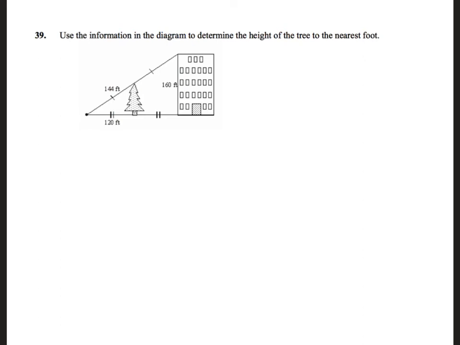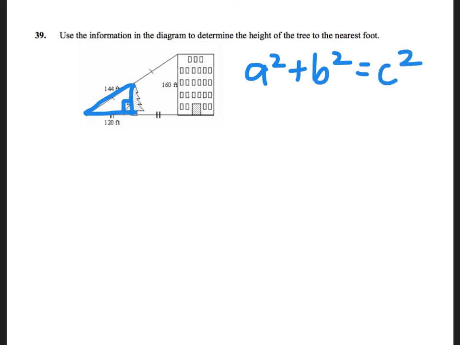39 says, use the information in the diagram to determine the height of the tree to the nearest foot. I think we're to assume that our triangles are similar because they are. You kind of have some options here. I think I've seen people do it a couple of ways. The first thing I notice is that technically speaking, we have a little right angle there. So if you wanted to use the Pythagorean theorem, a squared plus b squared equals c squared, you are more than welcome to. Honestly, I think this would be the easiest way to solve this problem. And that is maybe how I would do it. In fact, that's how I'm going to do it.